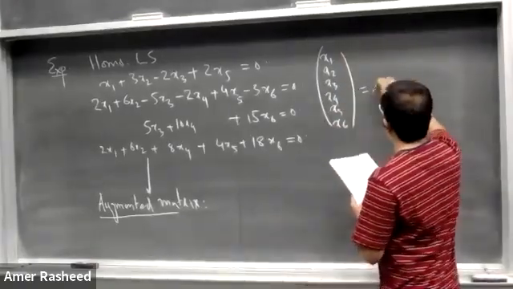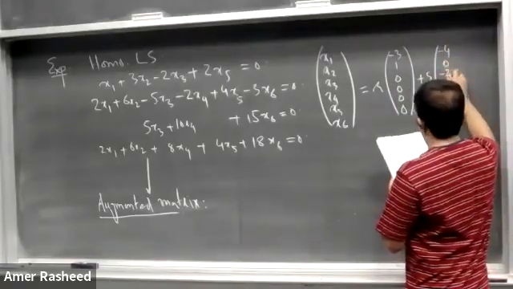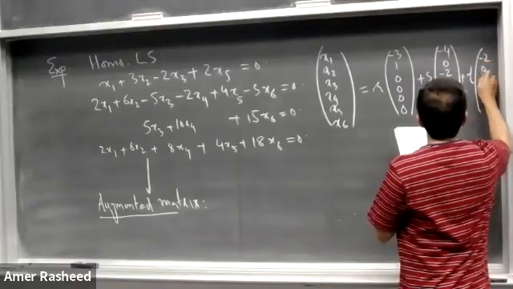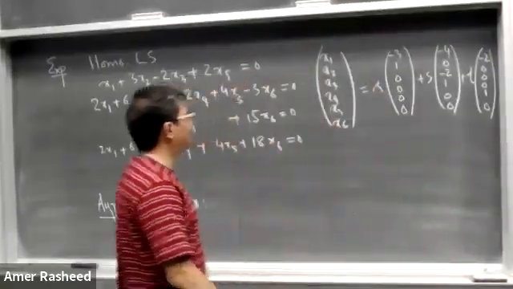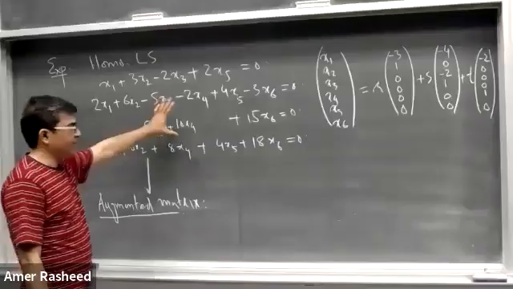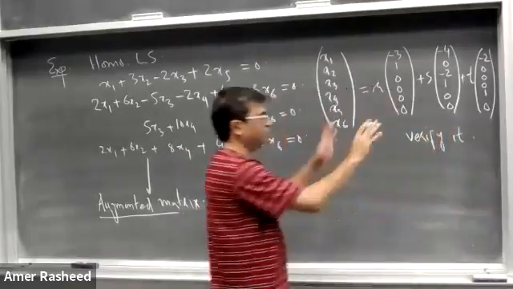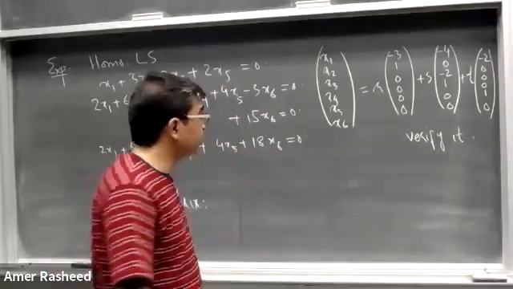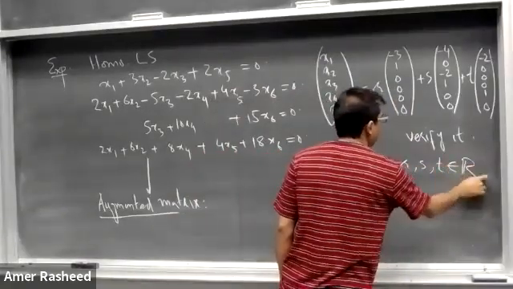Okay, and the solution is r times (-3, 1, 0, 0, 0, 0), plus s times (-4, 0, -2, 1, 0, 0), plus t times (-2, 0, 0, 0, 1, 0). So this is the solution set of this homogeneous linear system. Kindly verify it yourself, but the solution set will be of this form, though there might be some mistake in it. Here r, s, and t belong to R.